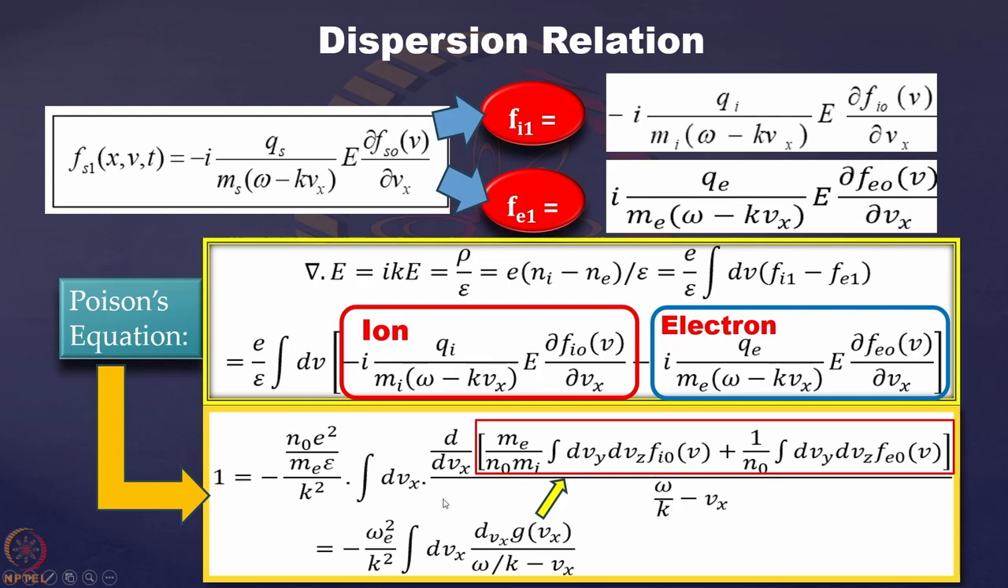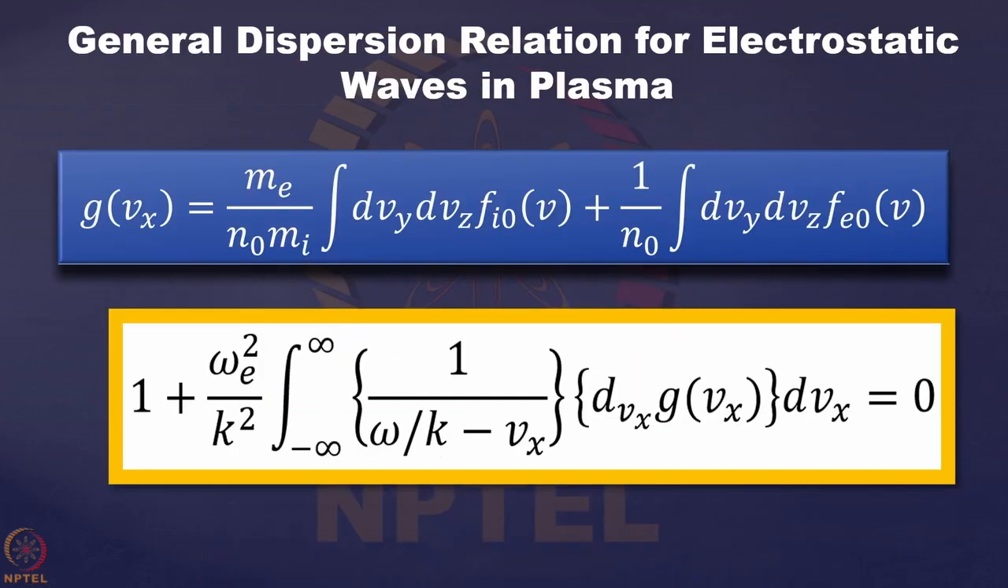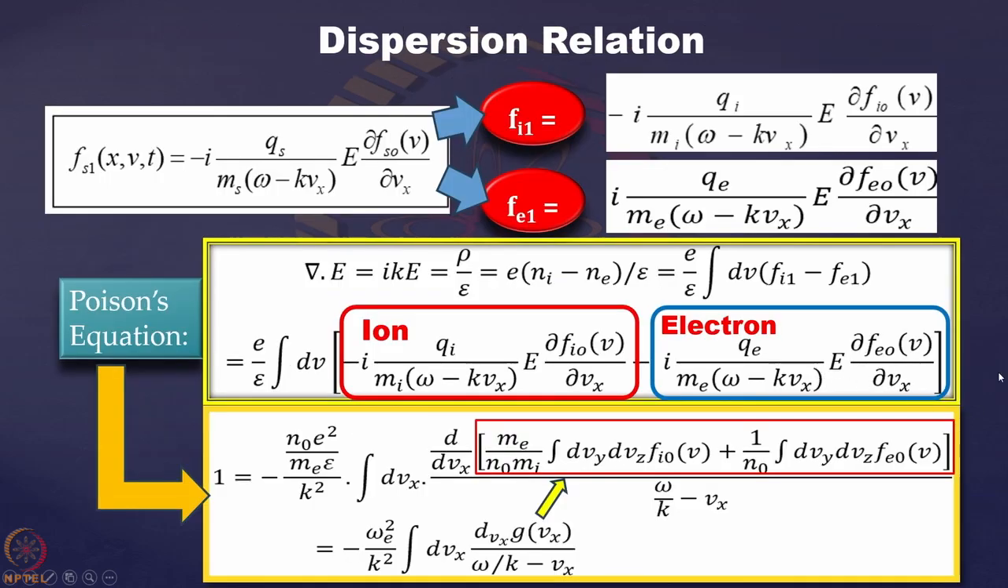Okay, so what we are getting, this is g(vx), which is within this integrand, and what we get over here is a compact form of this dispersion relation, that is 1 plus omega square by k square. Then the whole integrand, what we got over here within this red rectangle, I just write as g(vx).